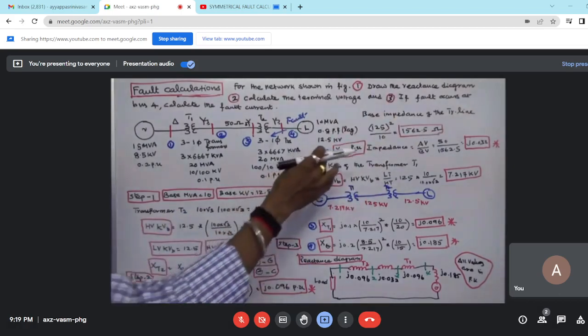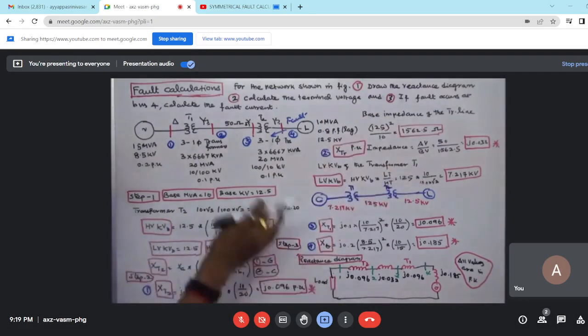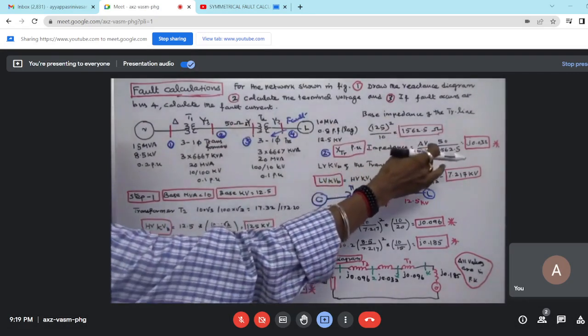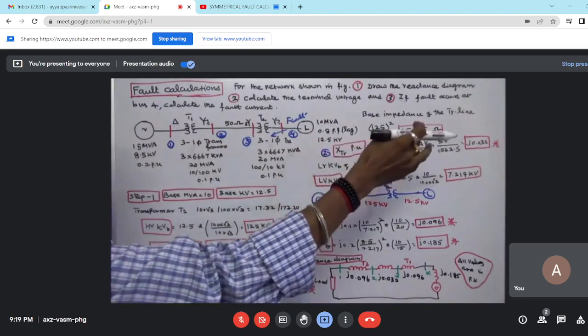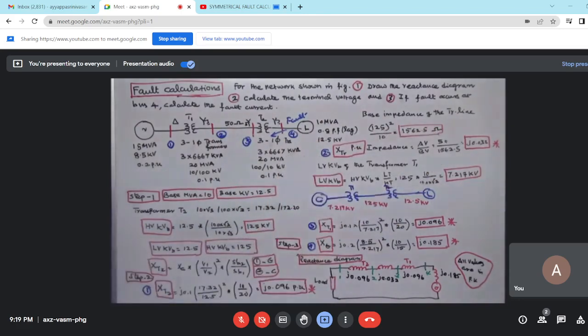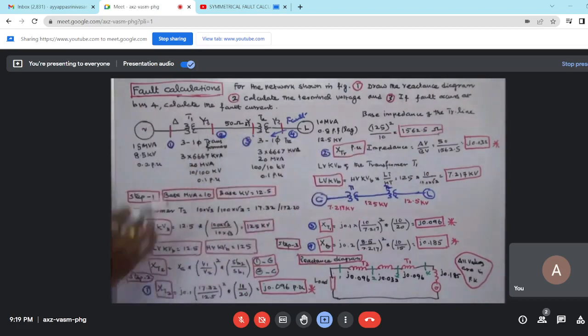Now I can calculate the per unit reactance of the transmission line. Actual value by base value. Actual is 50. Base is 1562.5. Per unit reactance of the transmission line is j0.032. Next, I have to calculate the low voltage kV base of the transformer 1.